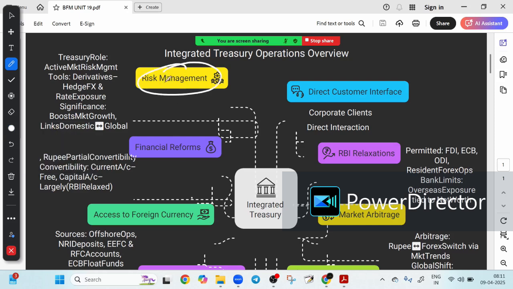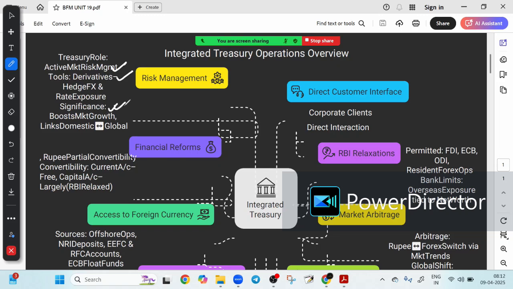Now first let's talk about risk management. The treasury actively manages market risk. How? Using sophisticated tools like derivatives. Yes, it uses tools like derivatives to hedge and manage market risk, right? It also provides hedging against forex risk, forex rates and interest rate fluctuations, with derivatives acting as a tool. Now the question is, why does it matter?